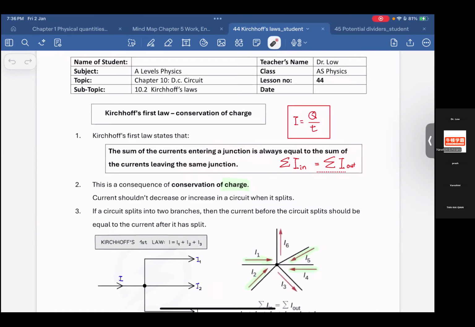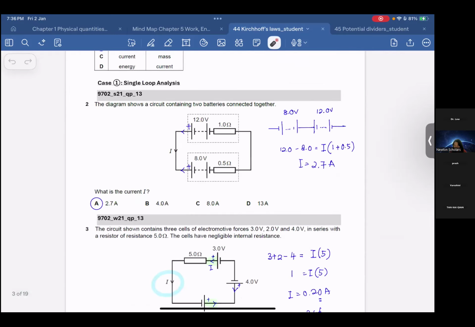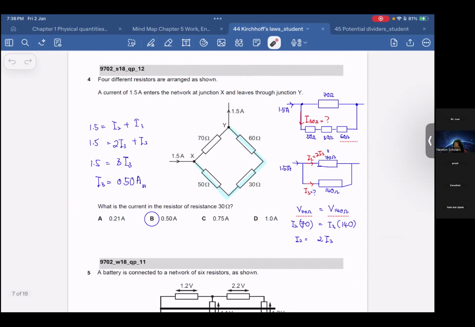Kirchhoff's second law is talking about conservation of energy. Energy divided by charge is actually the potential difference. So here, the sum of EMF is equal to the sum of potential difference around a closed circuit. So this is what we learned, and then we did some past year questions. So we continue the exercise right now.